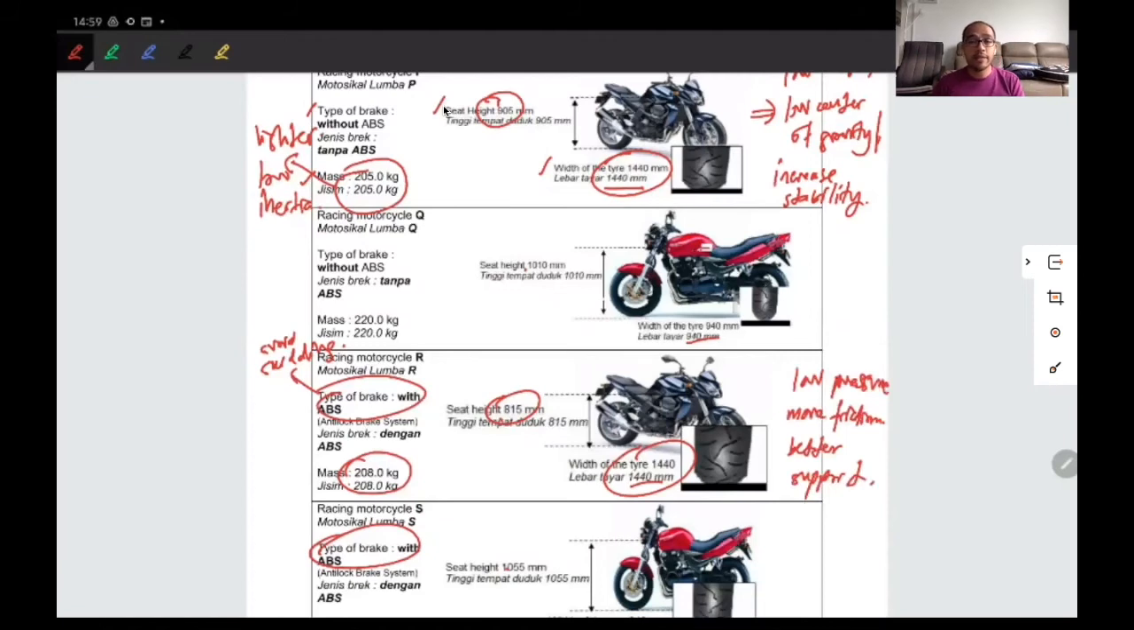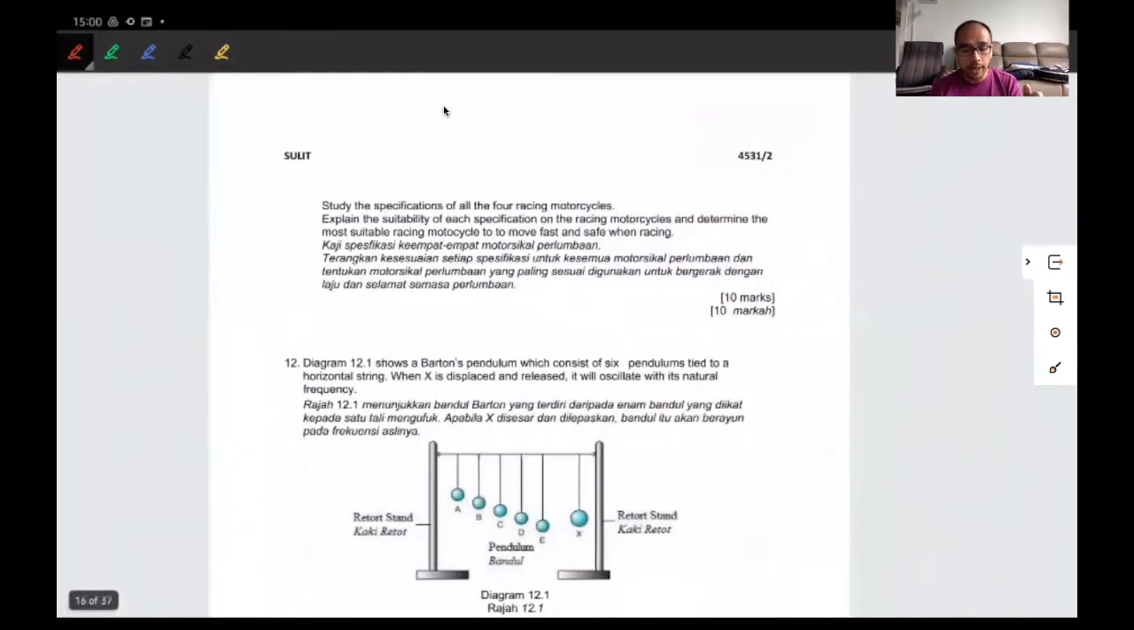I've never seen a racing motorcycle that uses bicycle tires. I've never seen that. But I always see a lot of bicycles that use motorcycle tires. Have you seen it before? It's very interesting. Anyway, the best racing motorcycle will be motorcycle R, because it has all the best specifications.